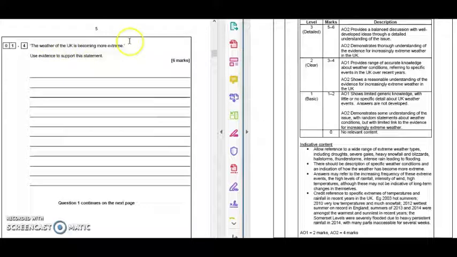1.4, the weather of the UK is becoming more extreme. So we've got a statement there. Use evidence to support this statement. So the word evidence means we need some specific examples. So is the weather in our country getting worse? Essentially is what it's asking for.